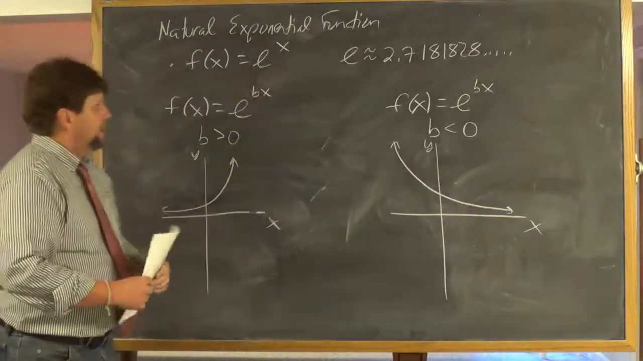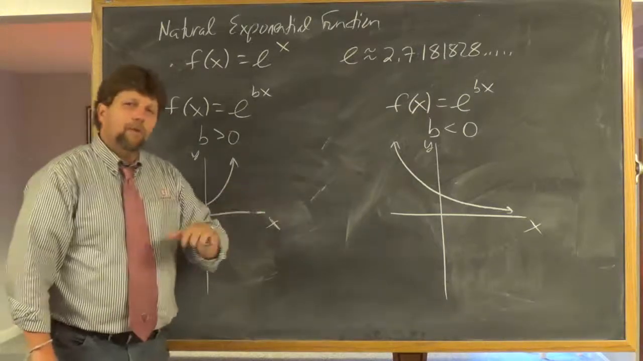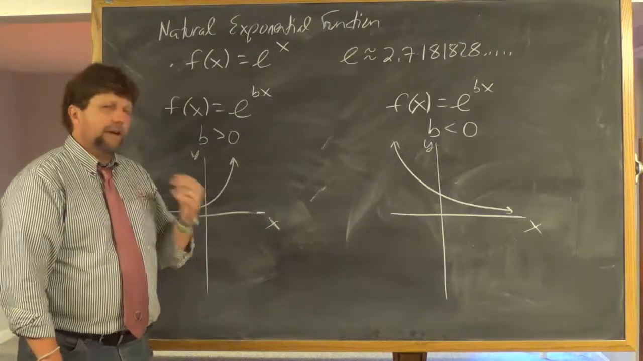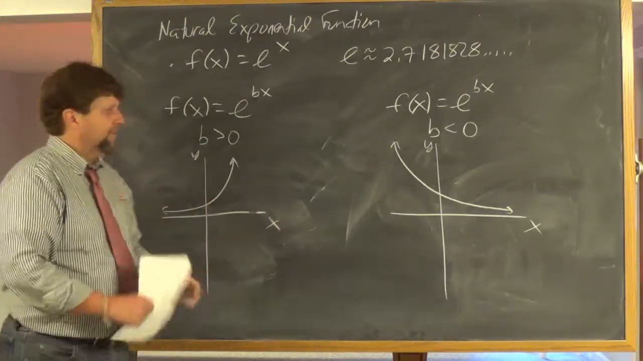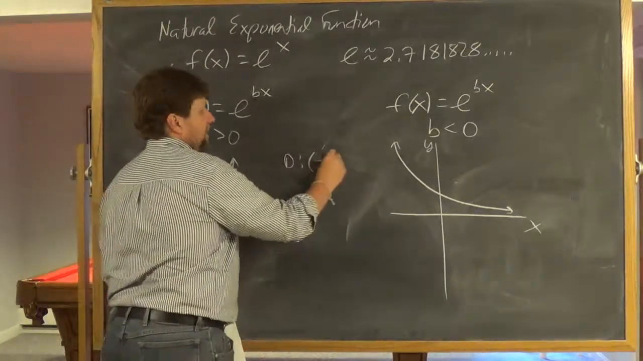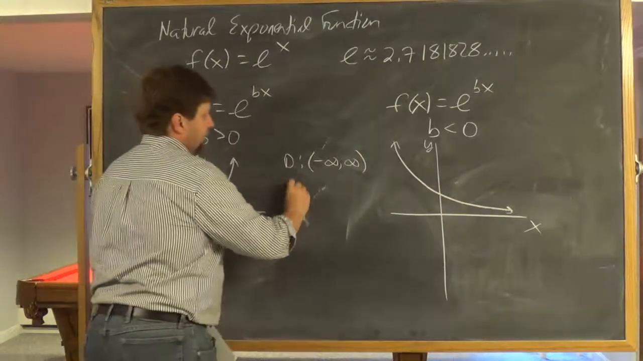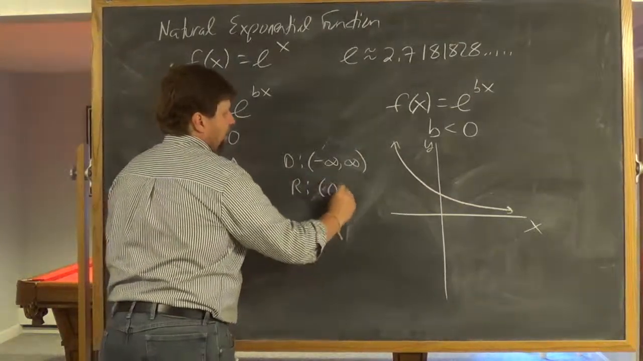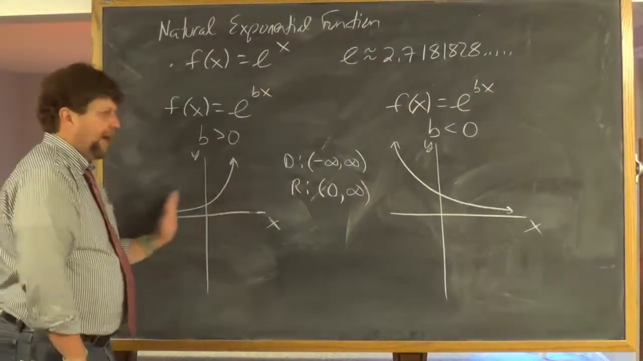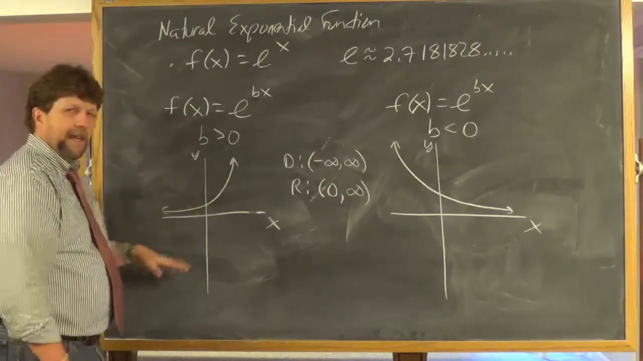And see some other things to notice. They're one-to-one functions. Since they're one-to-one functions, we know they're going to have an inverse function. And let me write this down for both functions. The domain is negative infinity to infinity, and the range is 0 to infinity. It covers all reals, the domain, and the range is 0 to infinity. Doesn't go into negative y land.